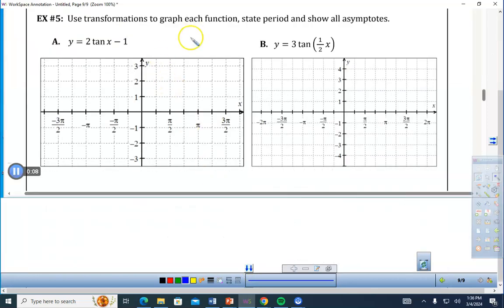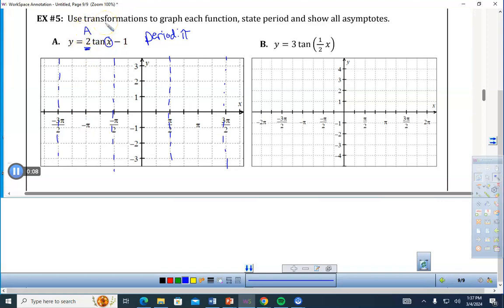So what I'm going to do is look at this and find my period. My period on this one, there's a 1 in front of x, so it's just good old pi. My period's pi, and I'm not shifting left or right. Because I'm not shifting left or right, I know my asymptotes are still going to be at pi over 2 and negative pi over 2. Since my period's pi, I know it will repeat every pi. So asymptotes are unchanged.